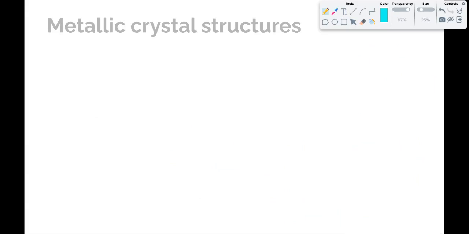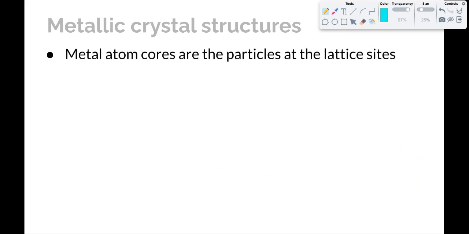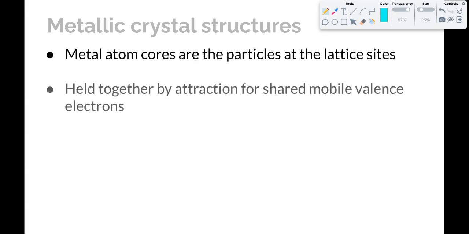One is metallic crystal structures. So forgetting about the specifics of the geometry of the lattice, let's talk about what the particles are at the lattice sites. In other words, what are the particles in those unit cells? For a metallic structure, metal atom cores are the particles at the lattice site. Atom cores are the nucleus plus the electrons that are in all the shells except for the highest shell. Those are called the non-valence electrons. And the ones that are in the highest shell are called the valence electrons.